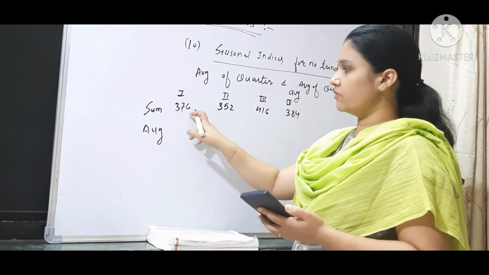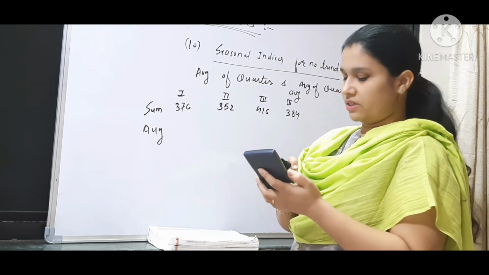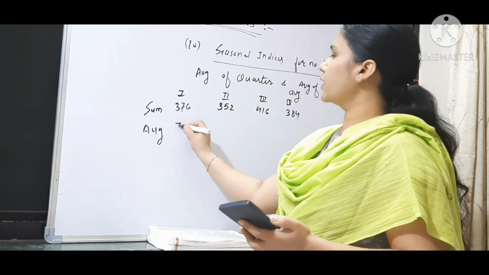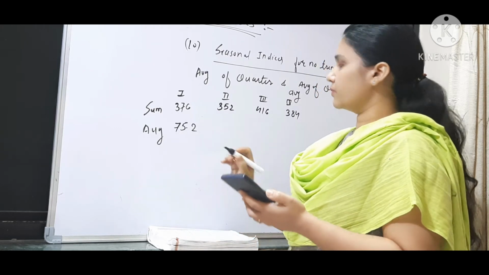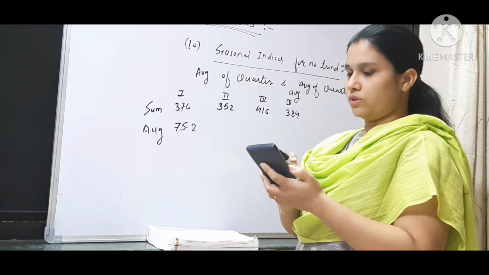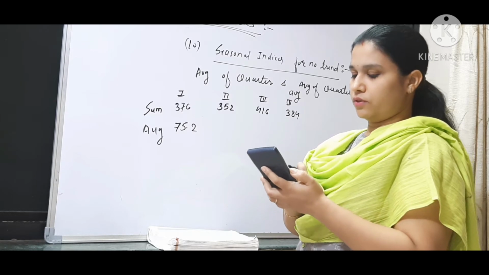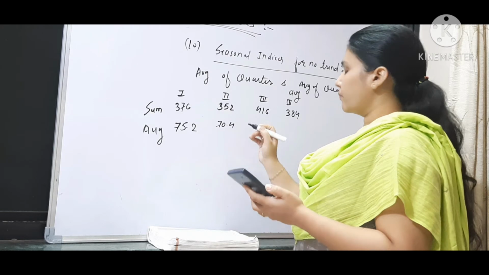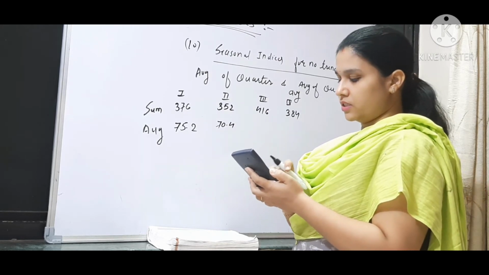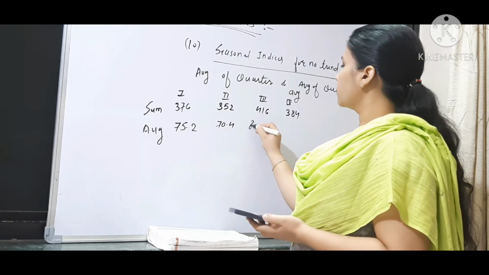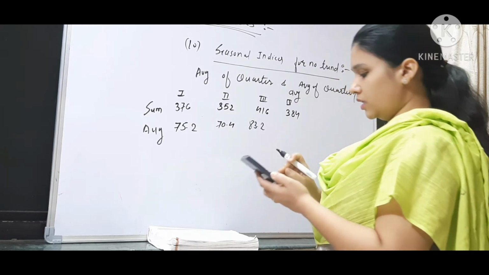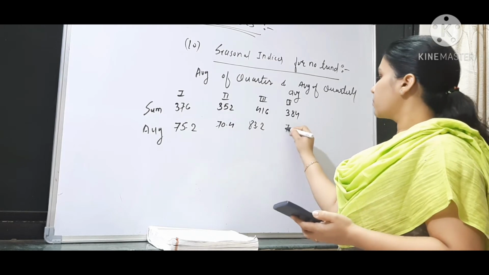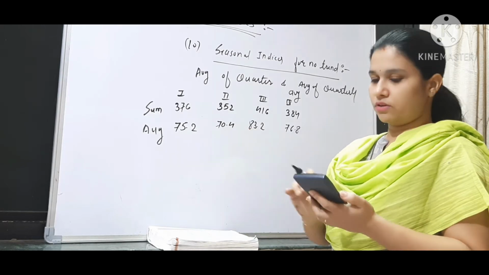5 years are given. So divide each sum by 5. 376 divided by 5 is 75.2. 352 divided by 5, 70.4. 416 divided by 5, 83.2. 384 divided by 5, 76.8. Now take the average of all these averages.